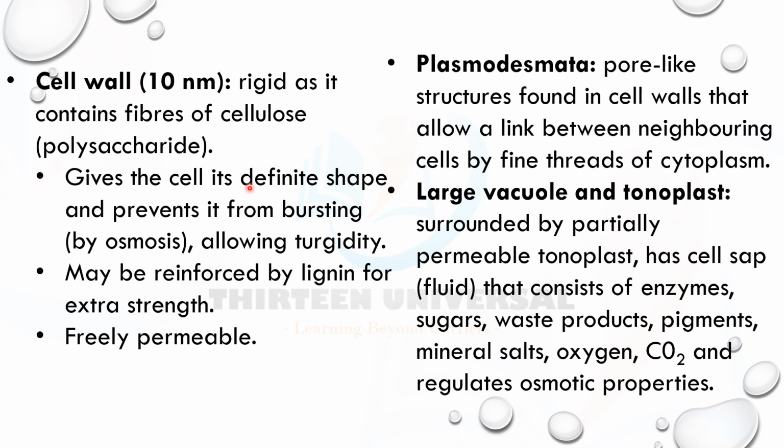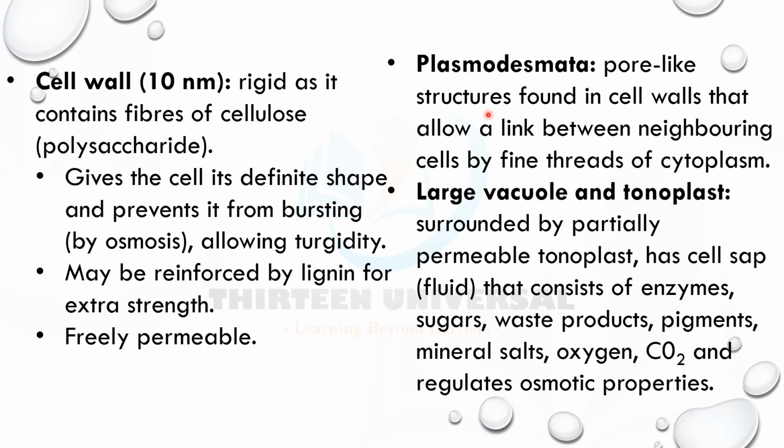It gives the cell its definite shape, prevents it from bursting by osmosis, and allows turgidity. It may be reinforced by lignin for extra strength. So the cell wall in plants has lignin. It has cellulose, but it can also have lignin there. It also has hemicellulose, and it can also have pectates. So there are other substances apart from cellulose: lignin, hemicellulose, and pectate. All right. Freely permeable.